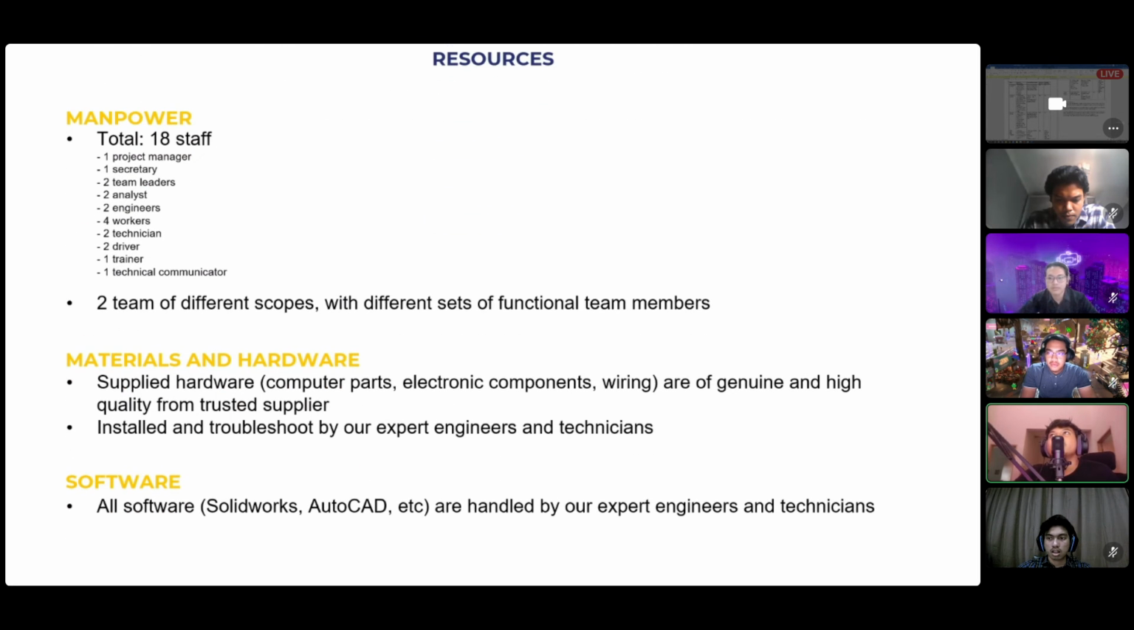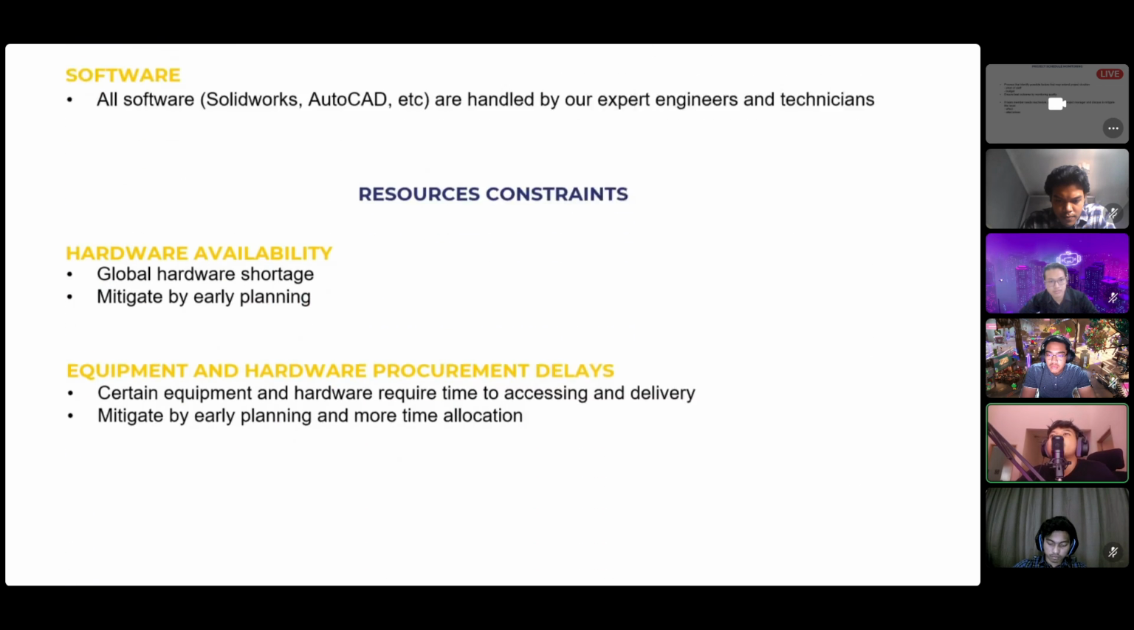All right. As for the resources in our company, we have 18 staff on this tender. So we have two teams which serve different scopes, with different sets of functional team members. For the materials and hardware, we get them from a supplier we have been ordering from before. It is a trusted supplier. All the computer parts, electronic components, and wiring are from trusted suppliers. And we install and troubleshoot them using our expert engineers and technicians. As for the software, it is also handled by our expert engineers and technicians.